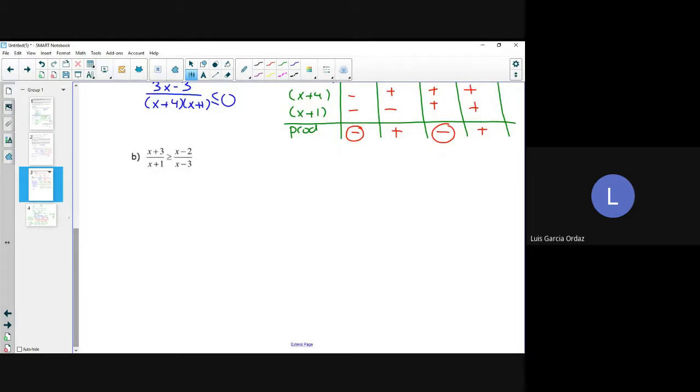And then last but not least, we have our last example. Our last example is x plus 3 over x plus 1 is greater than or equal to x minus 2 over x minus 3. Okay, so all we're going to do first is bring the expression from the right side over to the left.